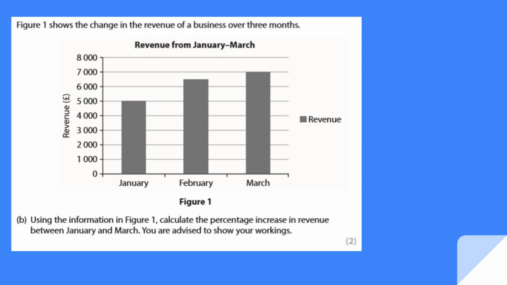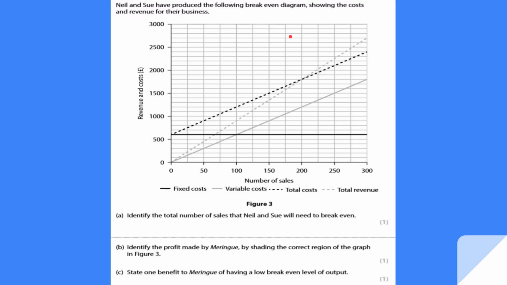It's change divided by original times 100. So you can see the change is 2,000. Okay, so it's jumped up 2,000. The original was 5,000. So when you actually put that through, 2,000 divided by 5,000, and then you multiply the answer by 100, you get 40% change. So that's a decent increase in revenue there. All right, next one. So what do we got here?